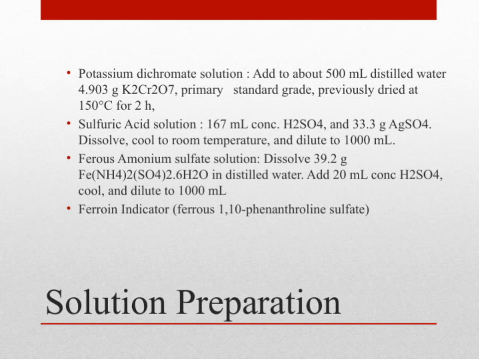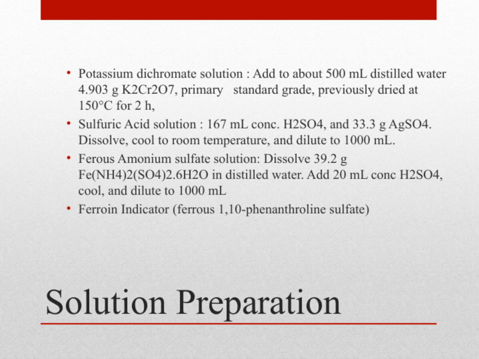Now, let's look at how we prepare the key solutions for our titration. First, we have the potassium dichromate solution. We add about 500 ml of distilled water to it, ensuring proper dilution. The potassium dichromate we use is of primary standard grade, and it's been dried at 150 degrees C for 2 hours to ensure its purity and stability, which is crucial for accurate measurements.